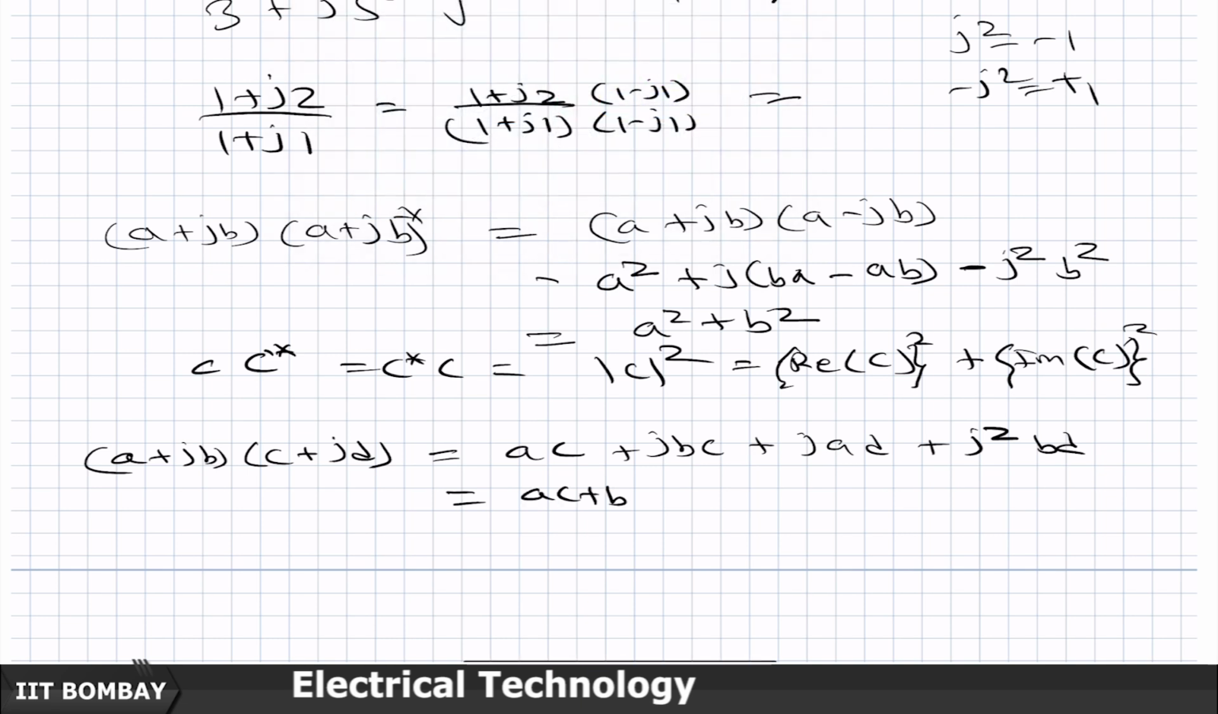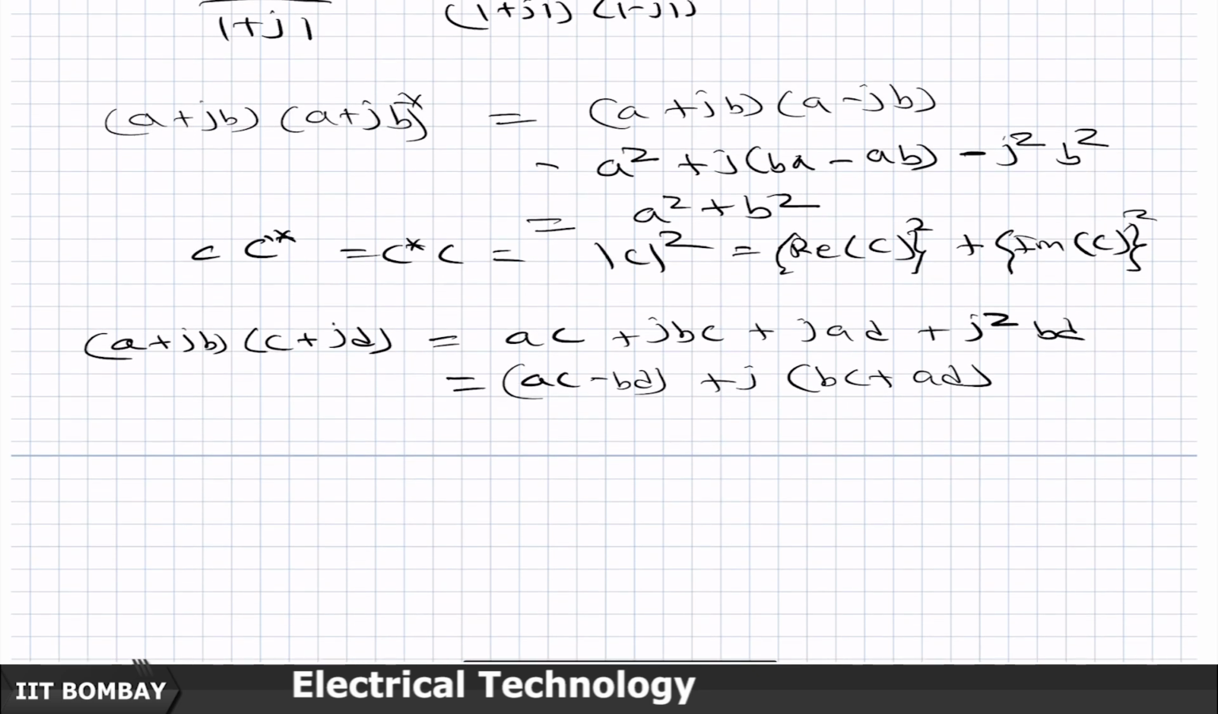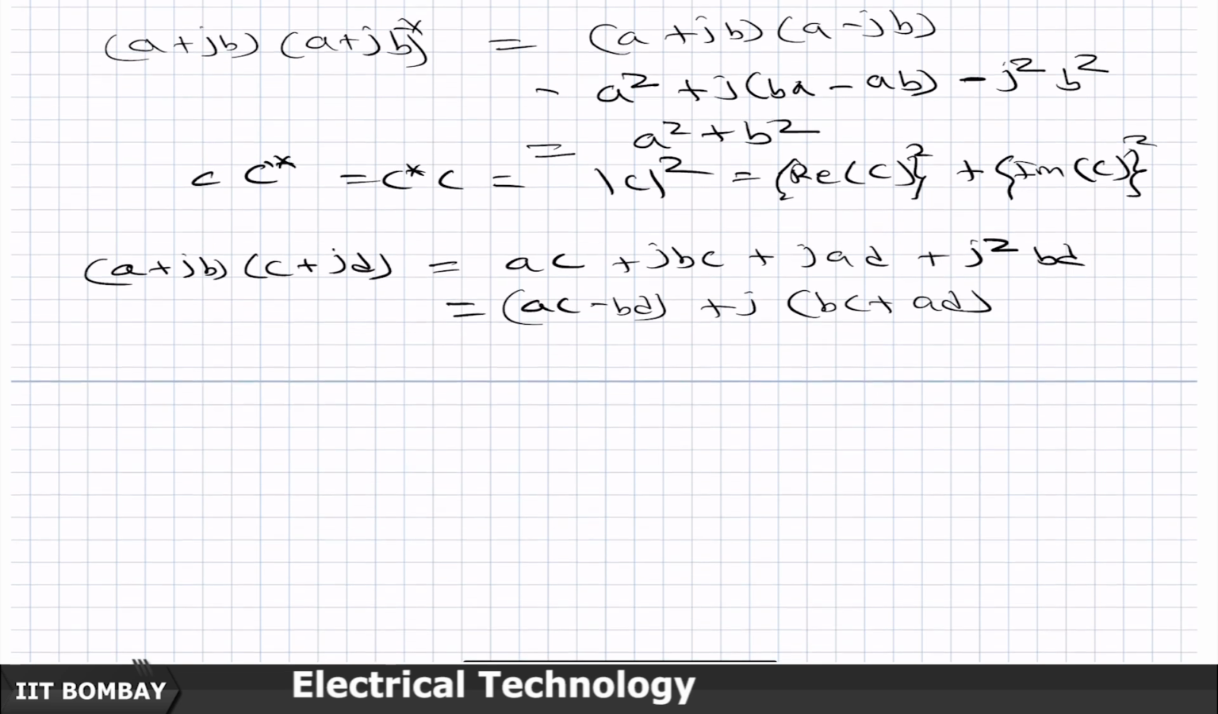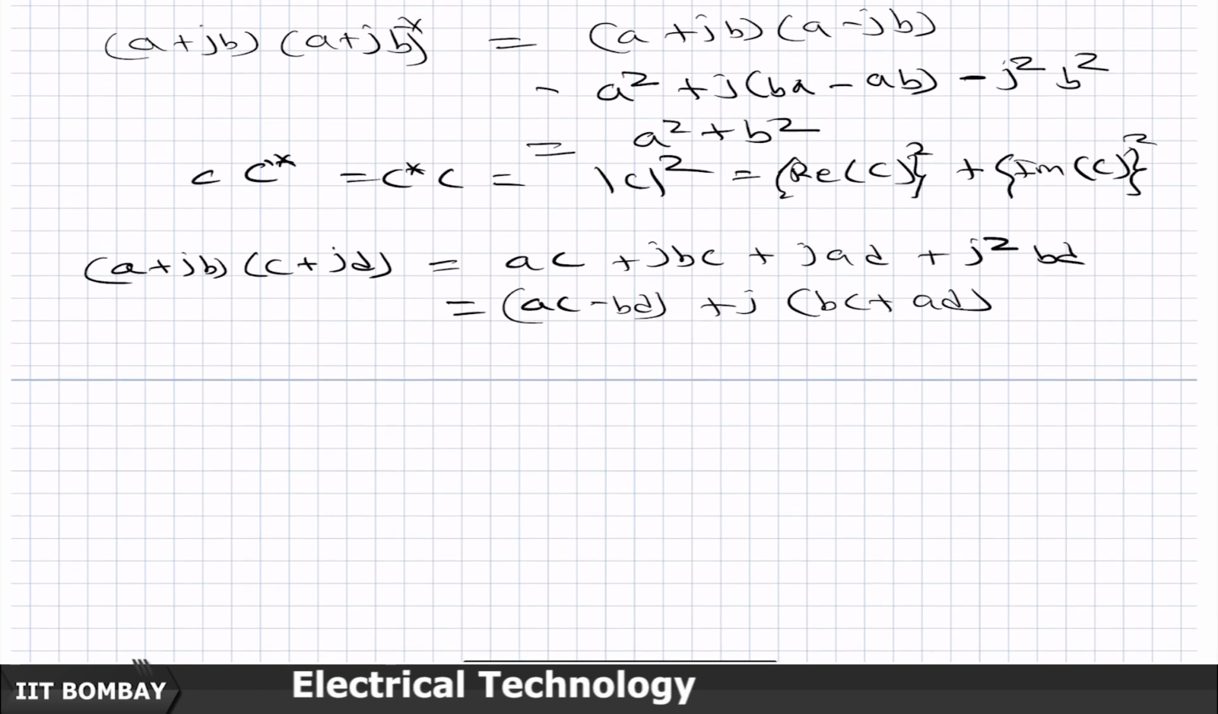So, a c j square being minus 1, this can be written as a c minus b d plus j times of b c plus a d. So, the product of two complex numbers in general is going to be a complex number. Now, coming back to the division of it.